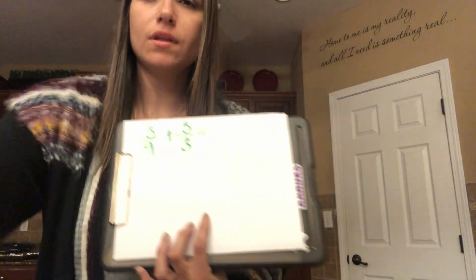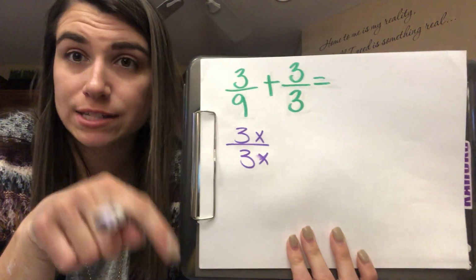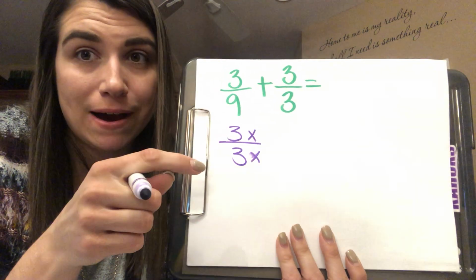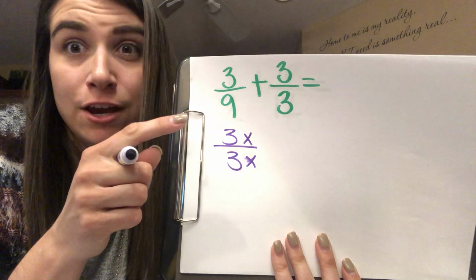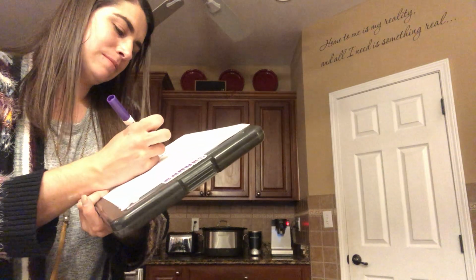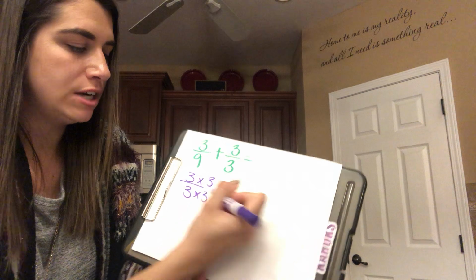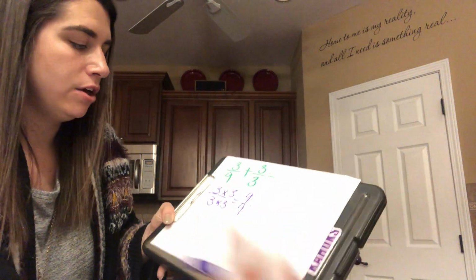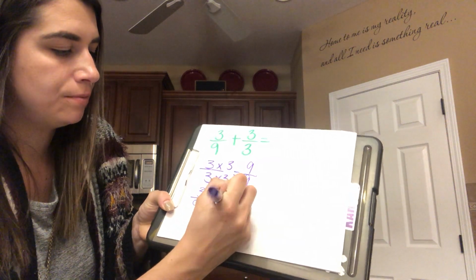So I am going to take 3/3 times, and just like we did on yesterday's problems, you're going to multiply the top and the bottom by the same number. So I know that 3 times 3 is what's going to give me 9. So I'm going to multiply each of those by 3. That is a lot of 3's on this page, but that is going to make this 3 times 3 is 9, and 3 times 3 is 9. So we're going to have 3/9 plus 9/9 now.